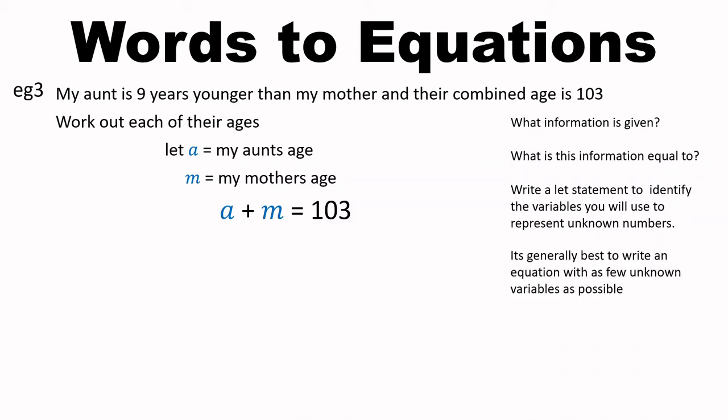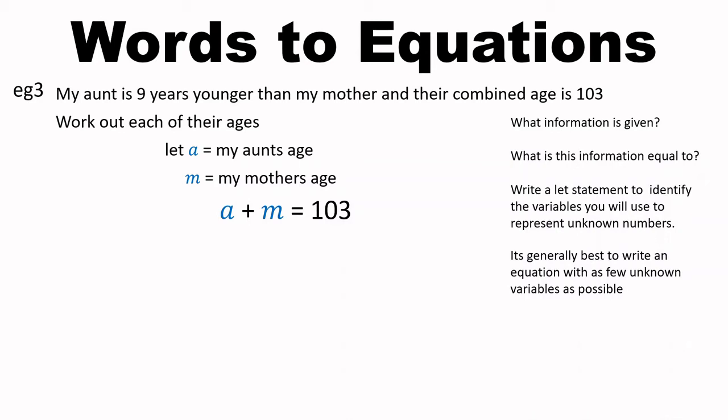It's generally best, whenever possible, to write an equation with as few unknown variables as possible. If there's only one unknown variable in an equation, we should be able to rearrange and solve it. But if we have two unknown variables, you'll need two equations. That's two good hints at what those values could be. I do, however, have another hint.